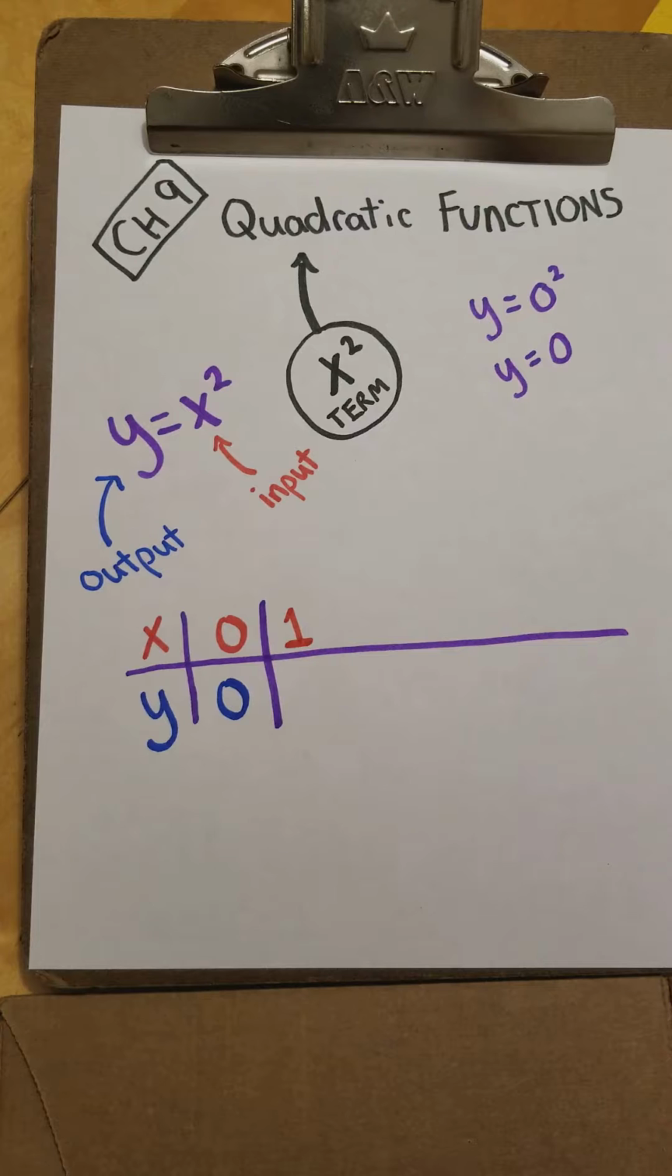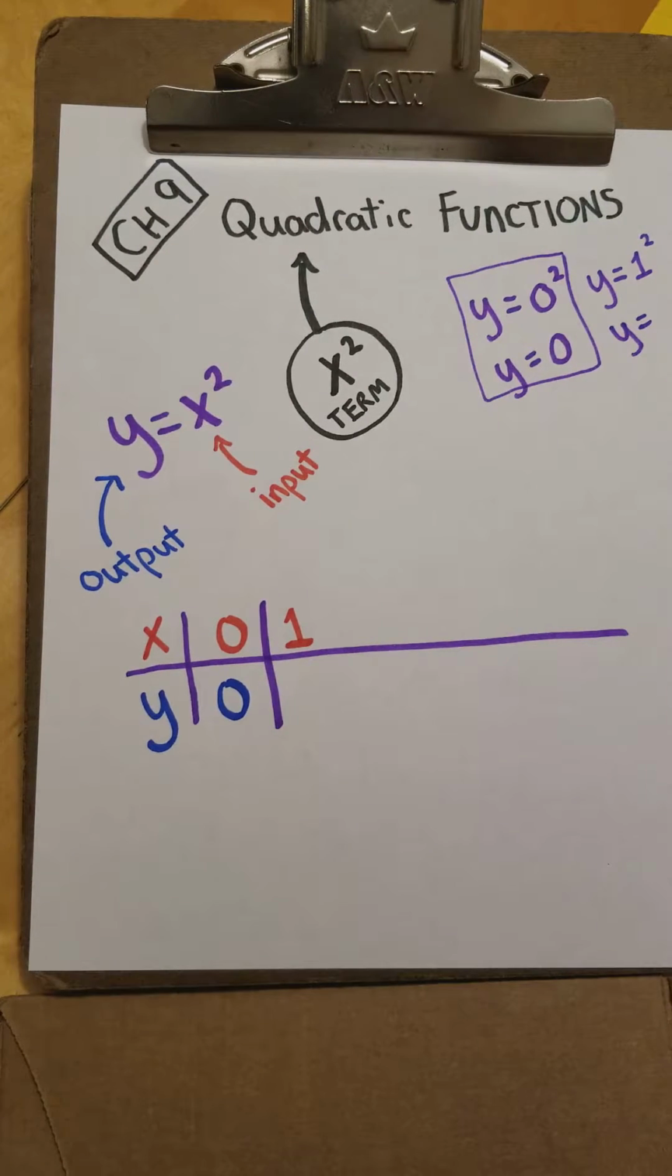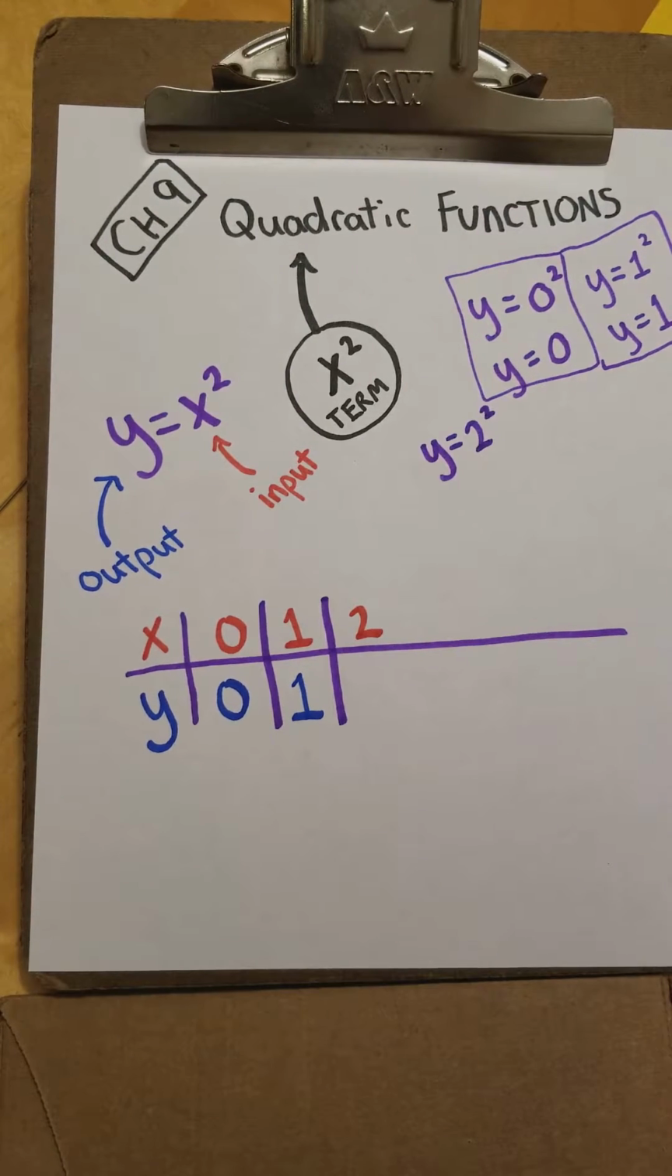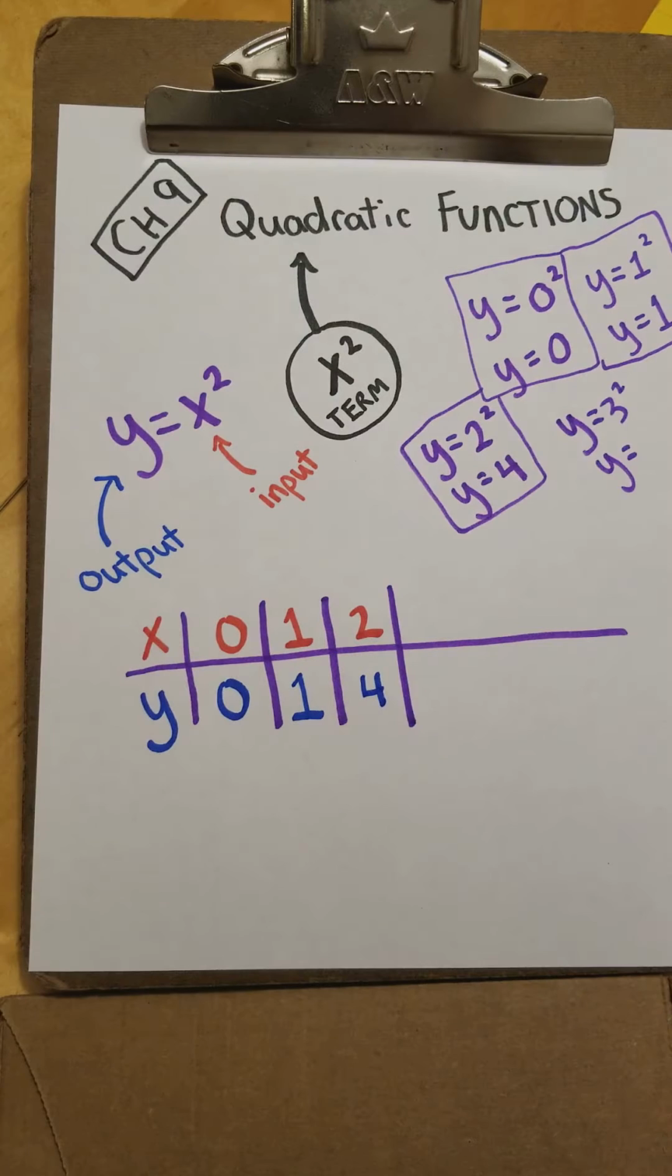If we plug in 1 for x, y will now equal 1 squared. 1 times 1 is 1. So when x equals 1, y equals 1 also. Let's try a few more. What if we make x 2? Y equals x squared will become y equals 2 squared, and 2 times itself is 4. So when x equals 2, y equals 4.